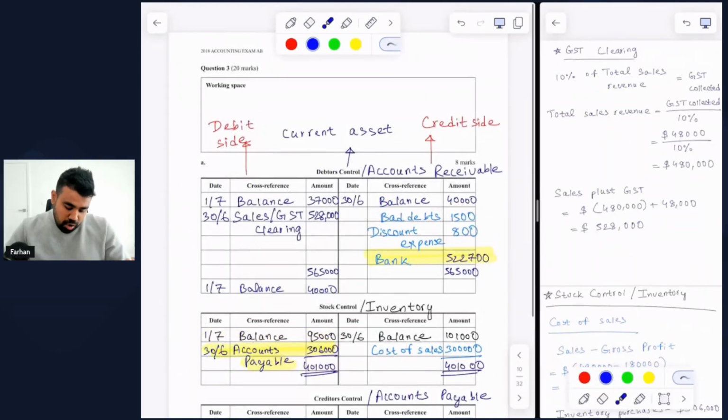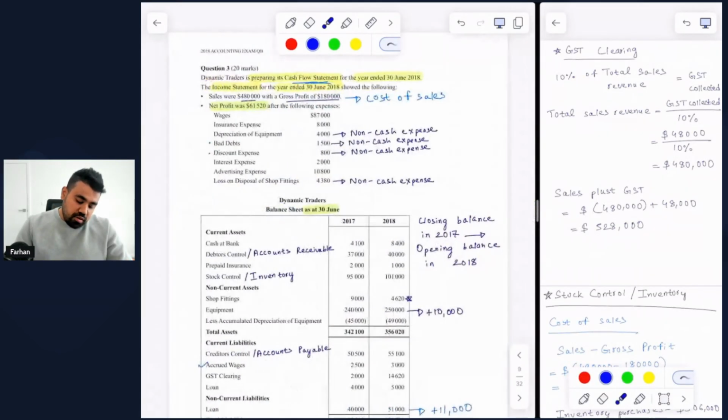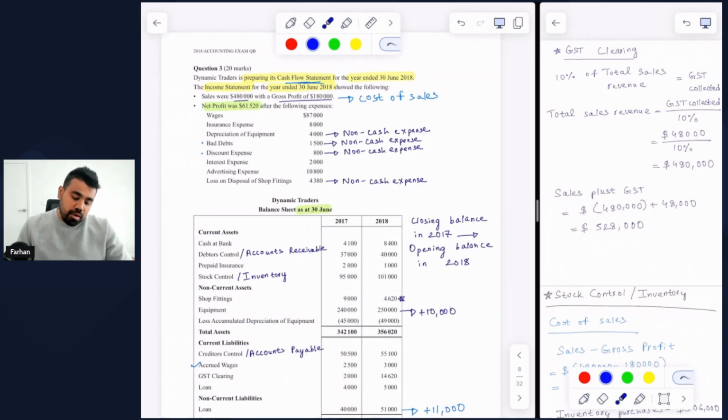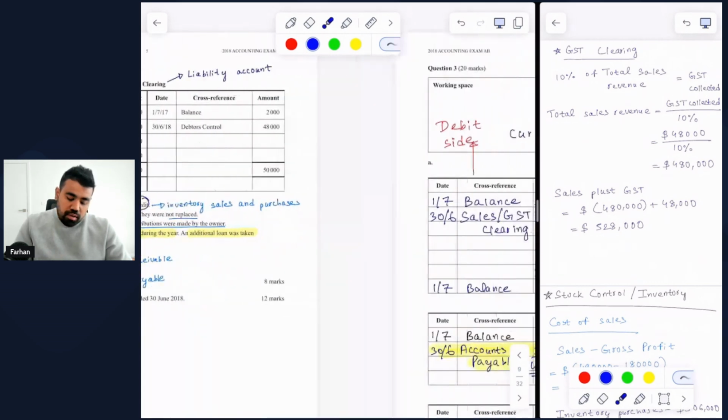So let me take you back to the balance sheet, and you can see that we're given the balance sheet for two different periods, ending 30 June 2017 and ending 30 June 2018. And you can see the closing balance for accounts receivable at 30 June 2017 was $37,000, which becomes the opening balance on 1st July 2017. And the closing balance is $40,000 at 30 June 2018, which is what you have seen we included here within the ledger account.